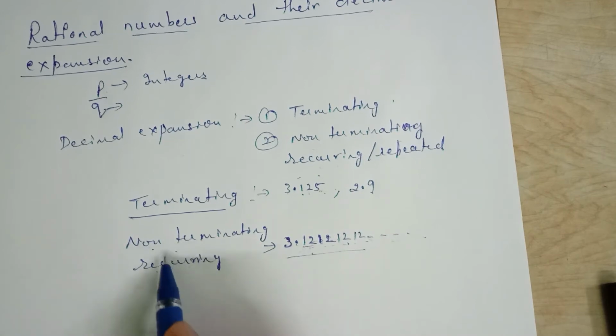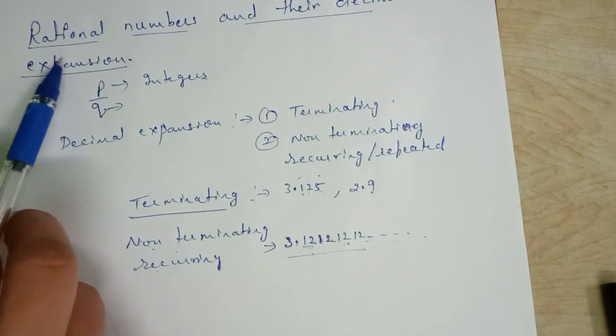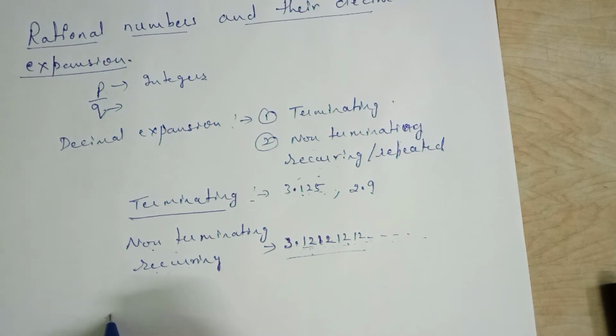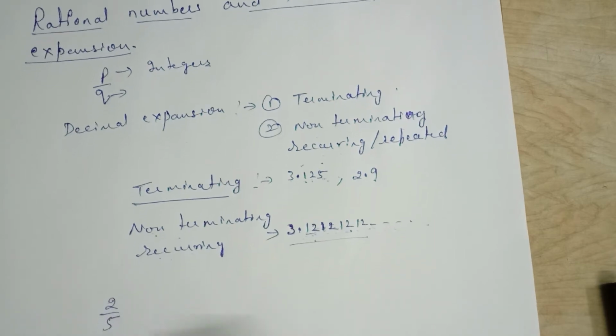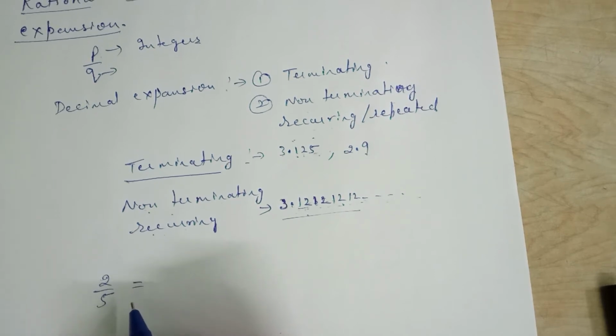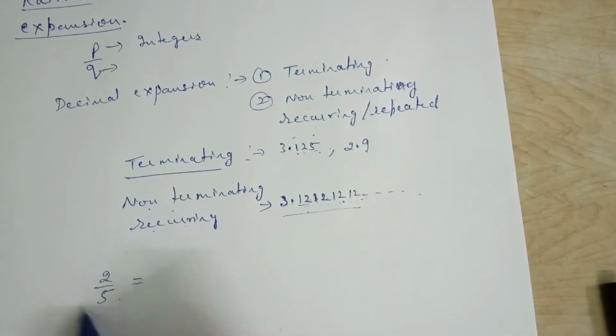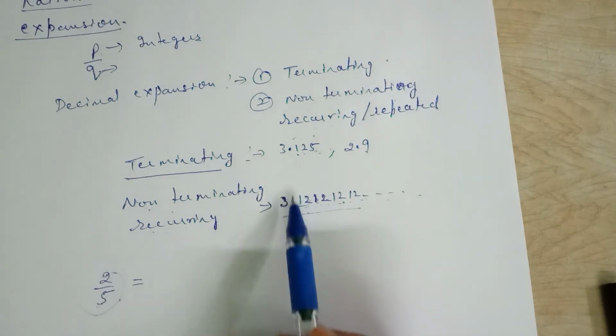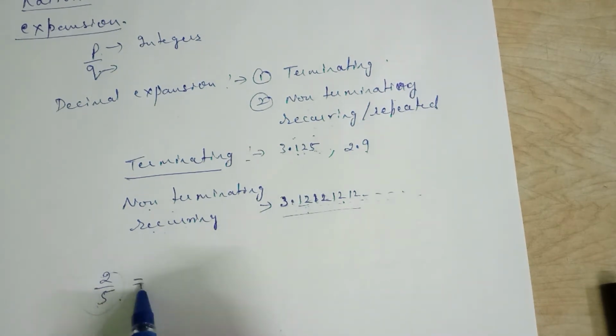Now for class 10th, if any rational number is given in p by q form, suppose it is given 2 by 5, a simple number I am taking, and we have to tell what type of decimal expansion this rational number has, terminating or non-terminating, without dividing it and changing it into decimal form. So there is a theorem.